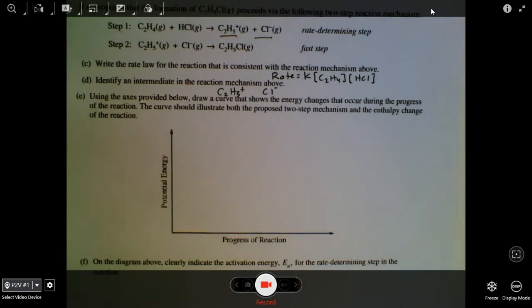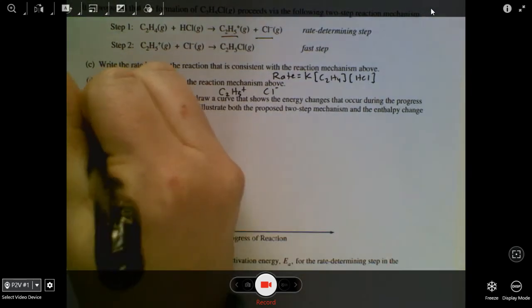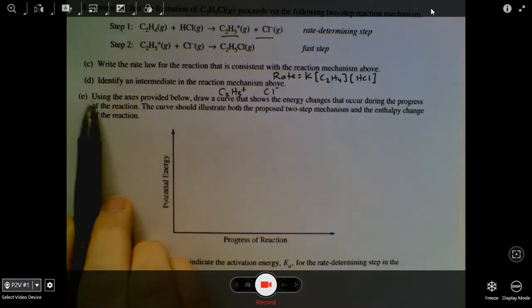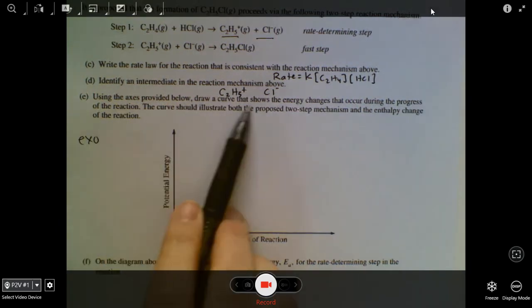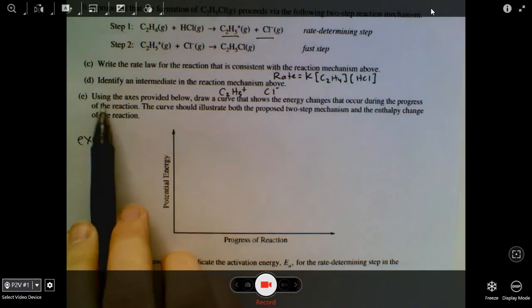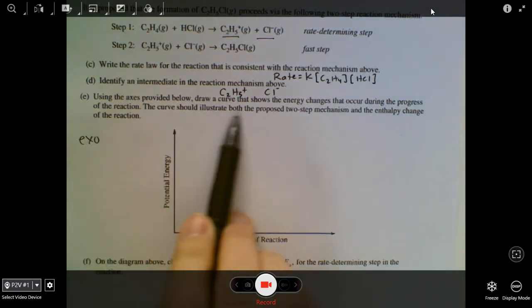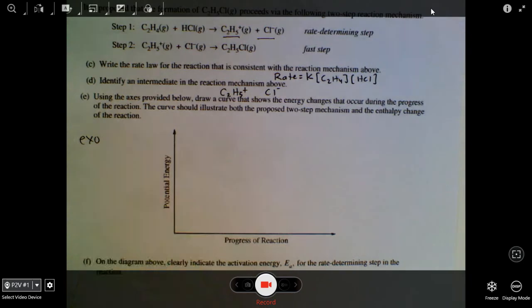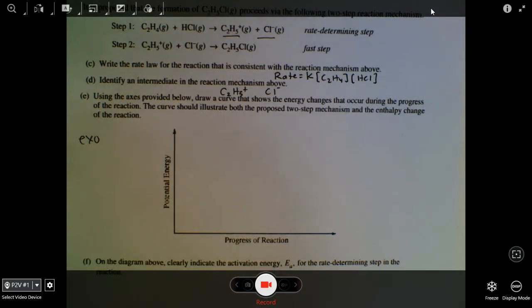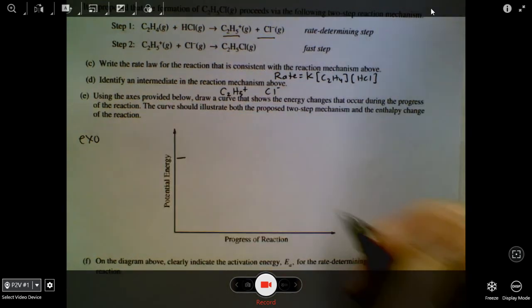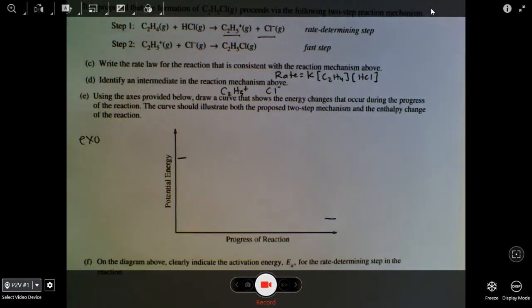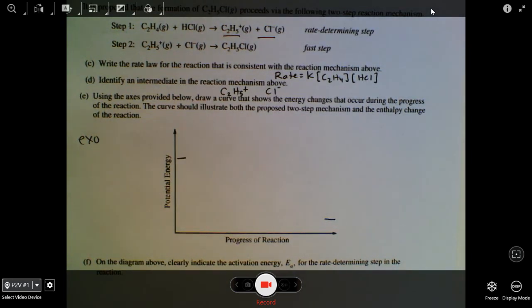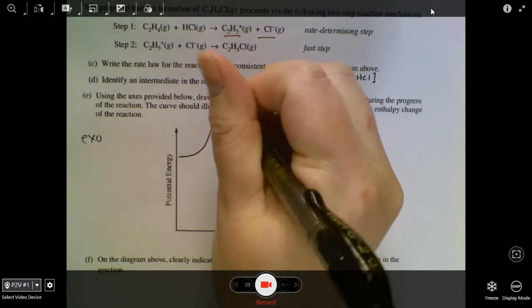All right. So I had said before that this was an exothermic reaction. So it says using the axes provided, draw a curve that shows the energy changes that occur during the progress of the reaction. The curve should illustrate the proposed two-step mechanism and the enthalpy change of our reaction. So we know exothermic starts high, ends low. We want to drop in energy overall. And so we know that it's a two-step mechanism.